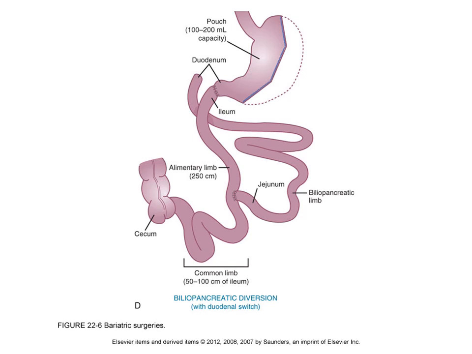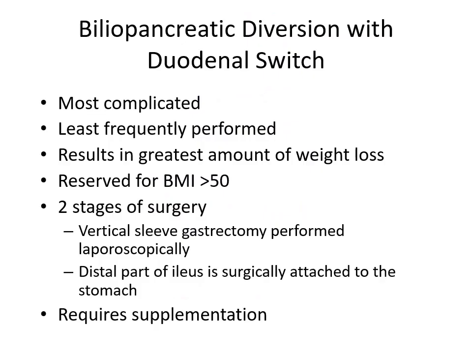Here we can see a biliopancreatic diversion with duodenal switch. So the biliopancreatic diversion with duodenal switch is the most complicated surgery and least frequently performed, but it does result in the greatest amount of weight loss. So this is reserved for patients with a BMI over 50, and there are 2 stages of surgery. So in the first stage, the vertical sleeve gastrectomy is performed laparoscopically, and in the second stage, the distal part of the ileus is surgically attached to the stomach. Now again, similar to the other procedures, this does require supplementation.